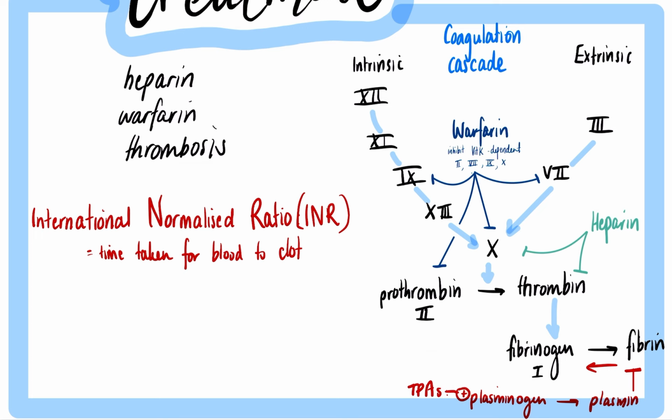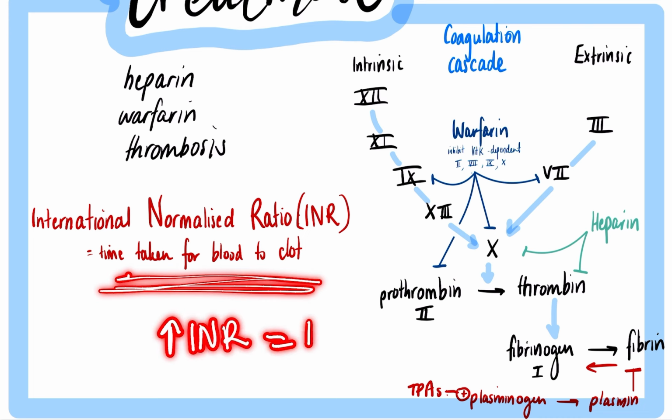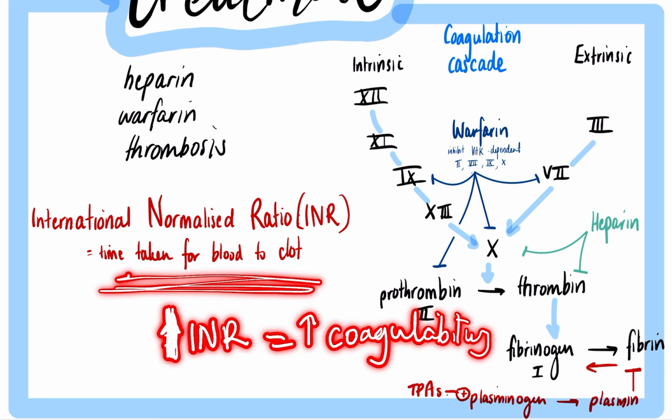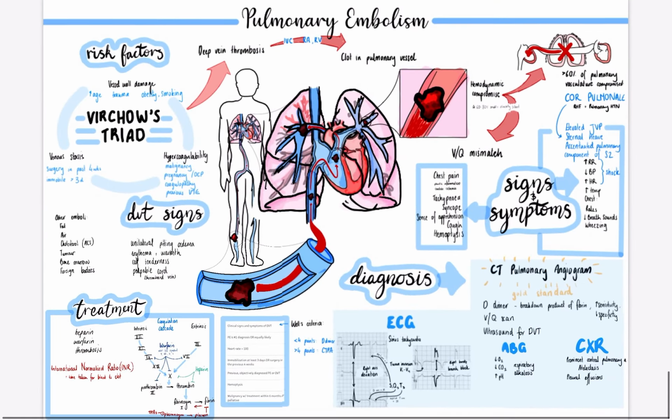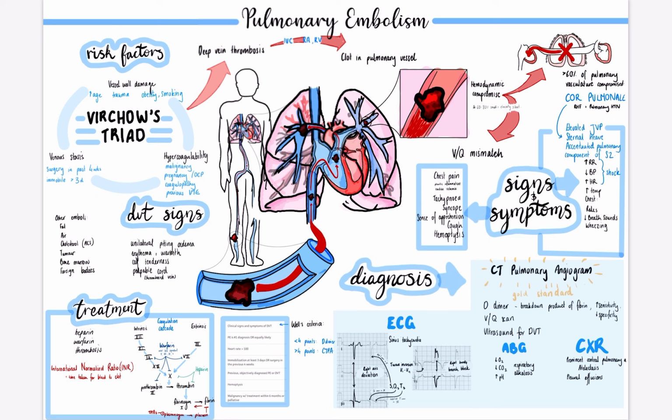And yeah, you can also measure someone's clotting ability or hypercoagulability using something called the International Normalized Ratio, or the INR, which basically measures the time taken for blood to clot. So if you have an increased INR, it means you have increased coagulability. Oh, you know what? I take it back. If you have a decreased INR, it means your blood clots faster. Oh my gosh. Anyway, that is pulmonary embolism.